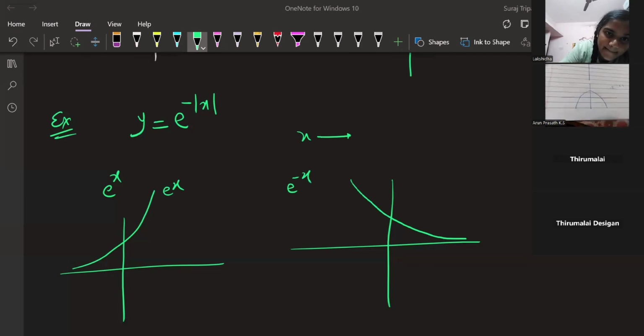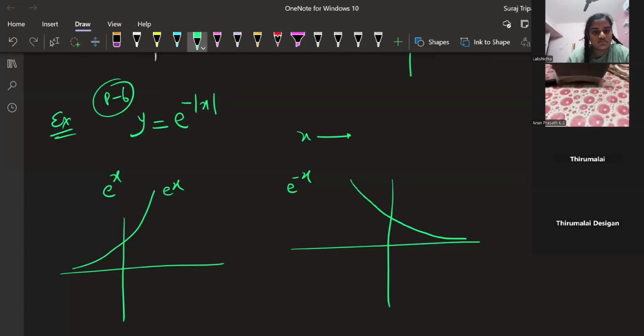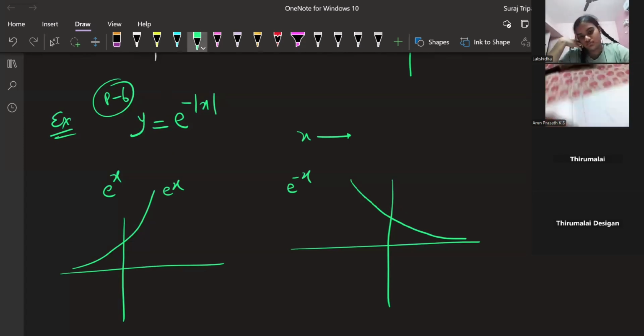Final one, no, I think it is wrong. No, this is not the graph. See, this is based on property number 6, not 7. Why? I'm not taking modulus of the entire function. I'm just taking modulus of x only. So only you have to erase the graph which is present on that side, right. Yes, this one is correct.